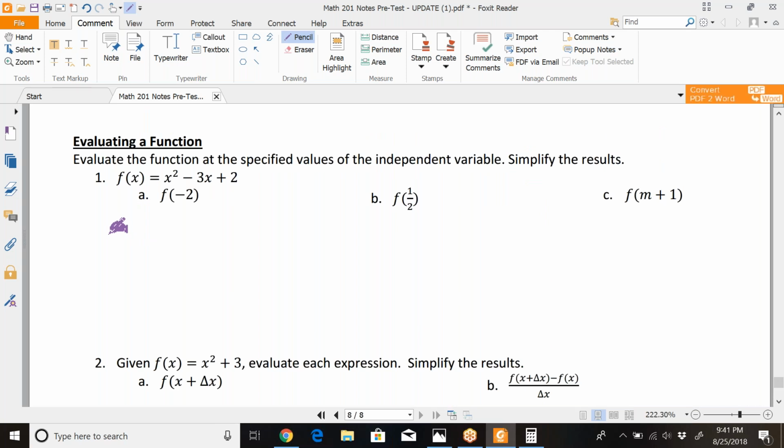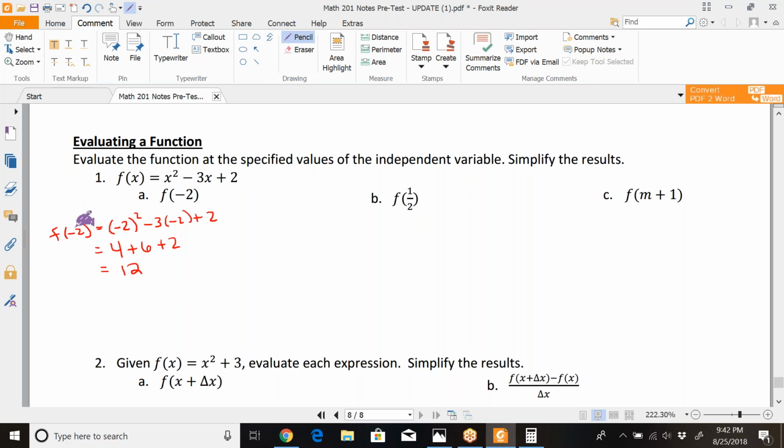So for evaluating a function, this is really just plugging something in for the x's and evaluating it out. So f of negative 2 is not f times negative 2. It means f evaluated at negative 2 for all of its x's. So this is negative 2 squared minus 3 times negative 2 plus 2. Negative 2 squared is 4. Negative 3 times negative 2 is positive 6. Bring down the plus 2. And that's going to be 10 plus 2, so that's going to be 12.